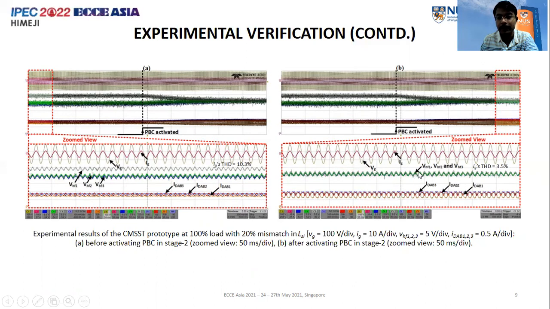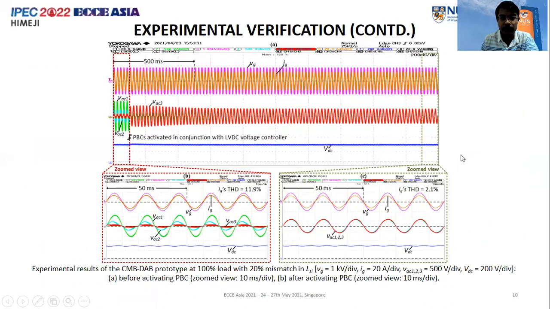But because we are trying to manage the equalizing of power transfer, the DC link voltages actually equalize. Unlike in the previous case before activation where the THD is quite high, we can now get a very good THD, which is at 3.5%. So let's proceed and look at the experimental results of the single stage CMVDAB prototype.